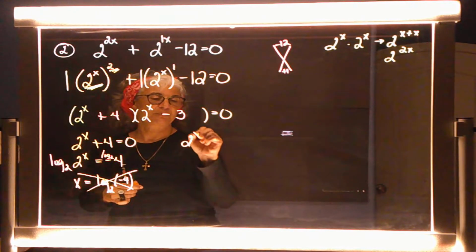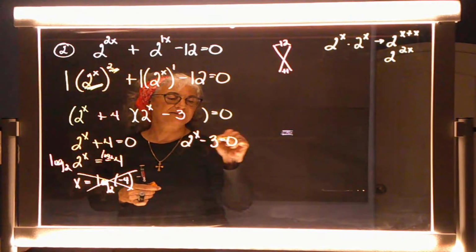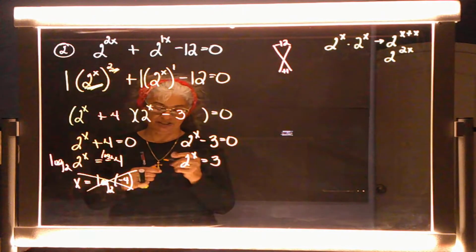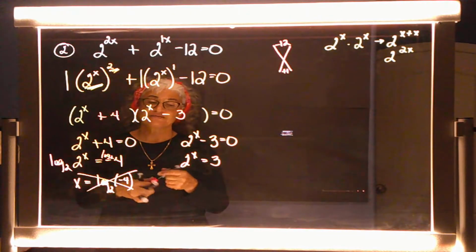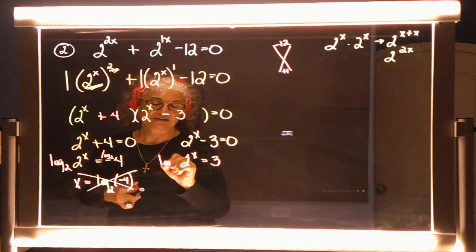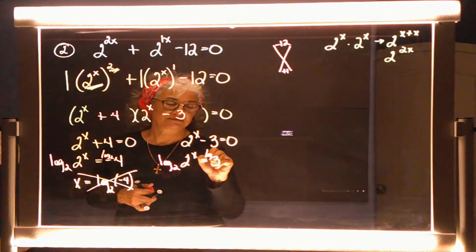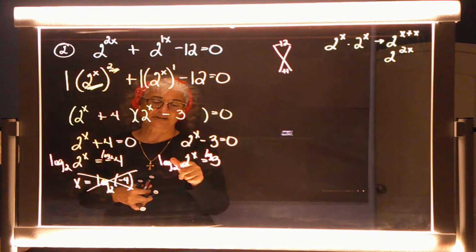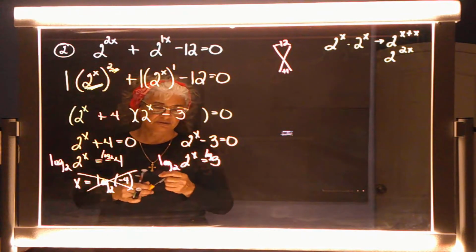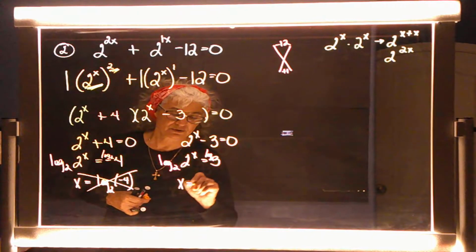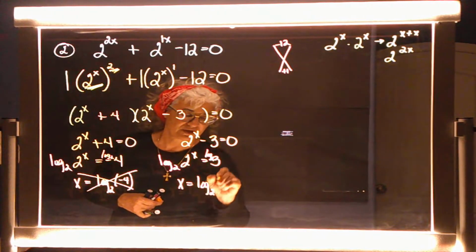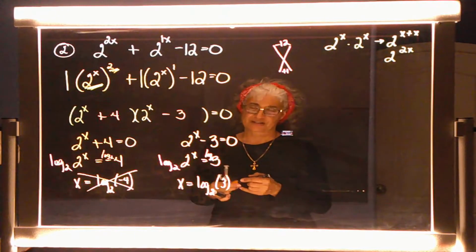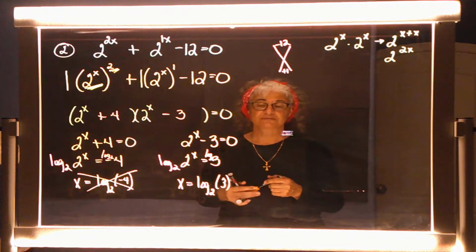I have 2 to the power of x minus 3 equaling 0. I'm going to move that 3 over, right? And then I've got to take the log base 2 on both sides so I can get the base 2 exponential canceled, which leaves me x equaling log base 2 of 3. Is this a good answer? Yes, it is. Cool? Good.